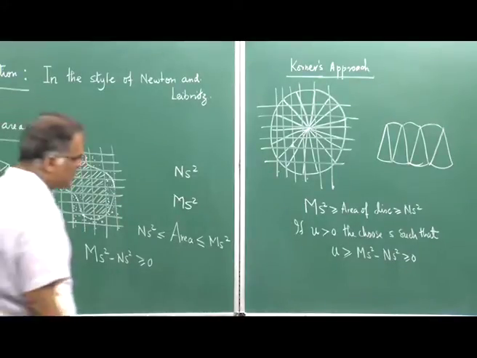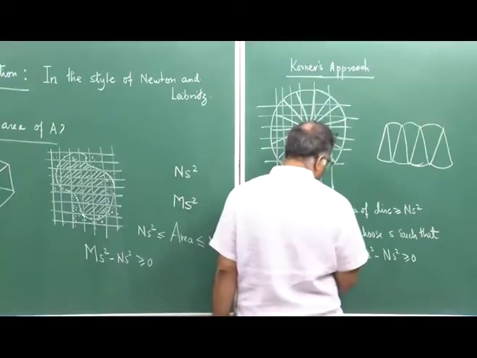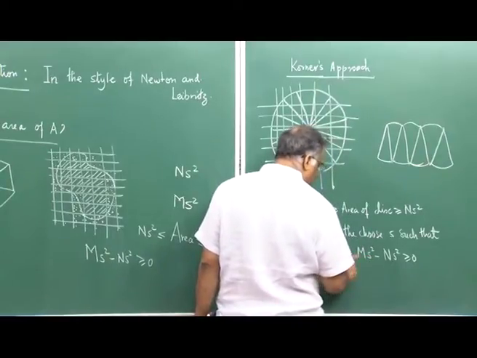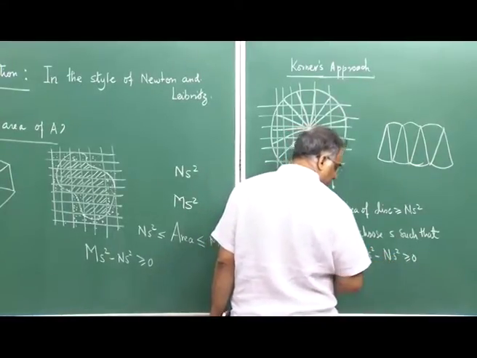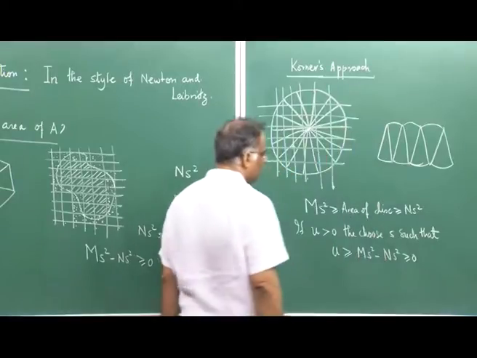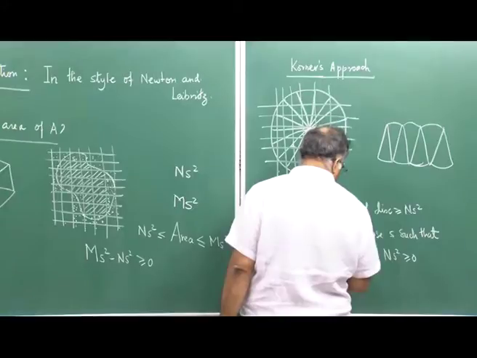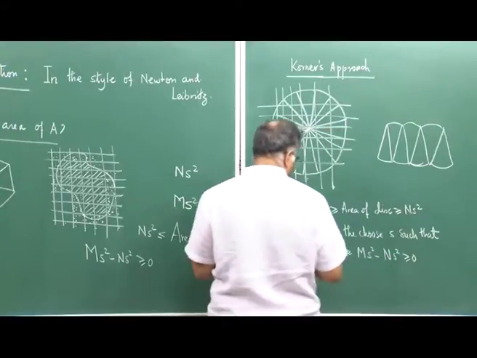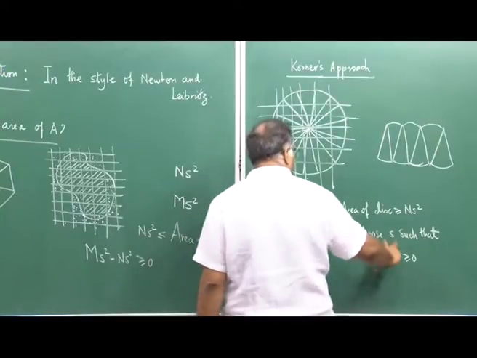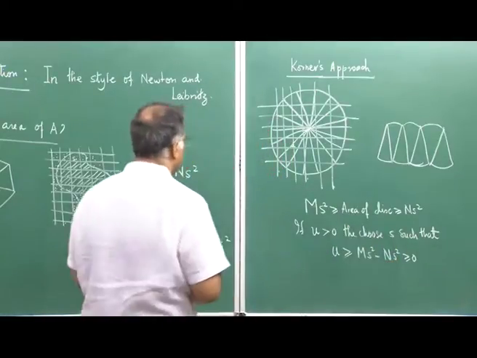So if I keep on choosing the s, I can make u smaller and smaller. That is, I can push u towards 0. So this difference should become smaller and smaller, the difference between these two becomes smaller and smaller and finally converges to the area. That's the idea.